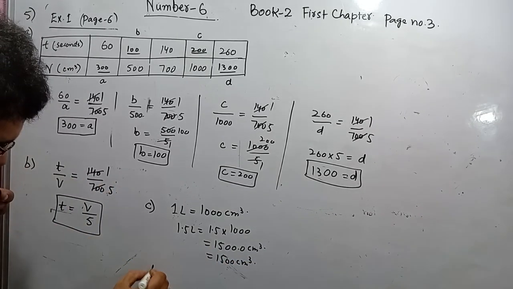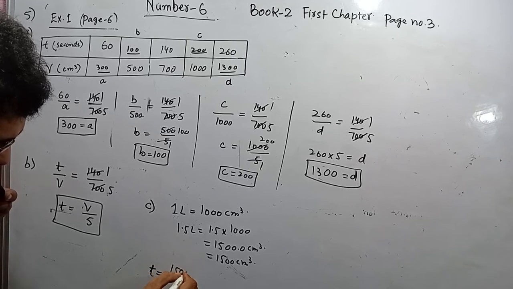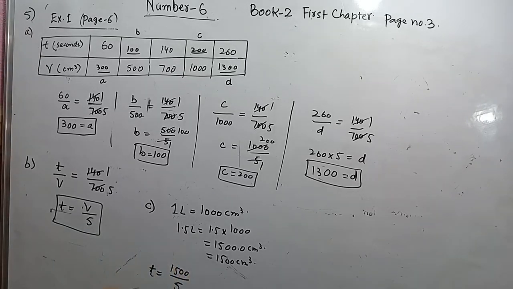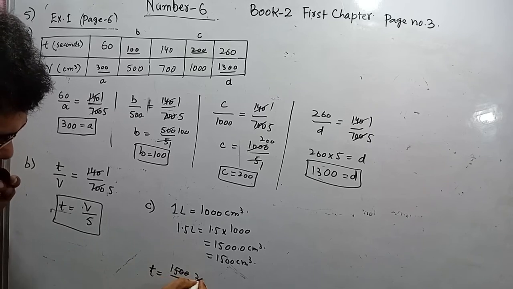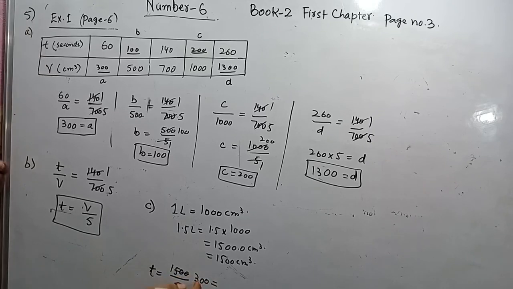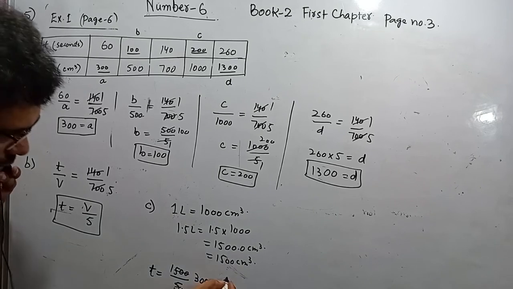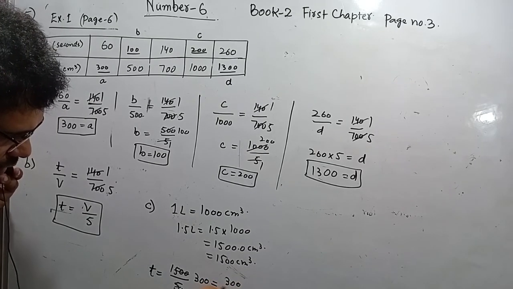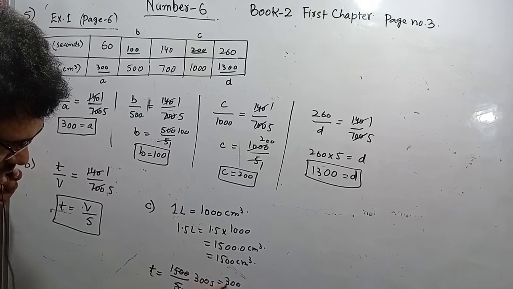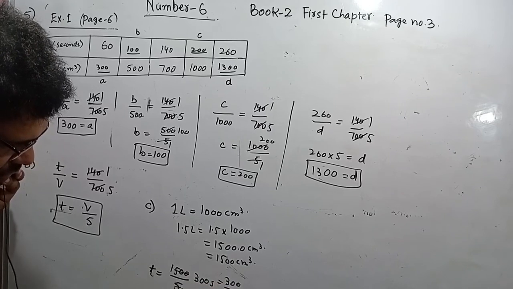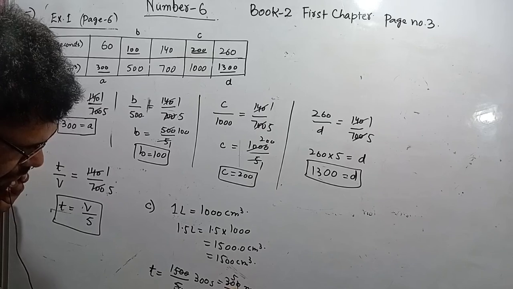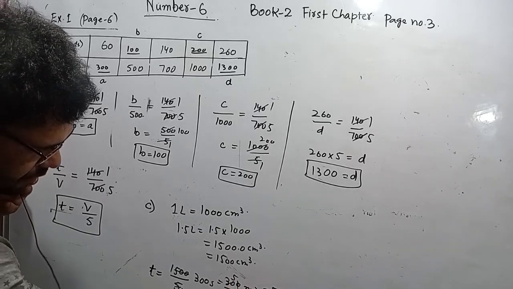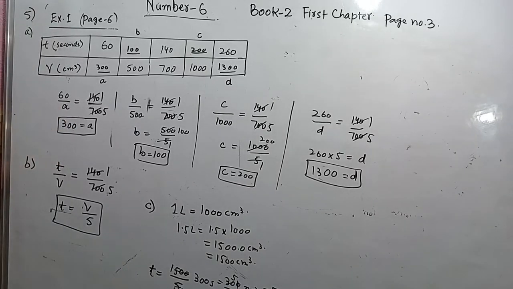So I can write T is equal to 1500 divided by 5, which is 300, but this 300 is in seconds. The question is asking how many minutes. So I will write 300 divided by 60, which will become 5 minutes. 5 minutes is the answer of this part.